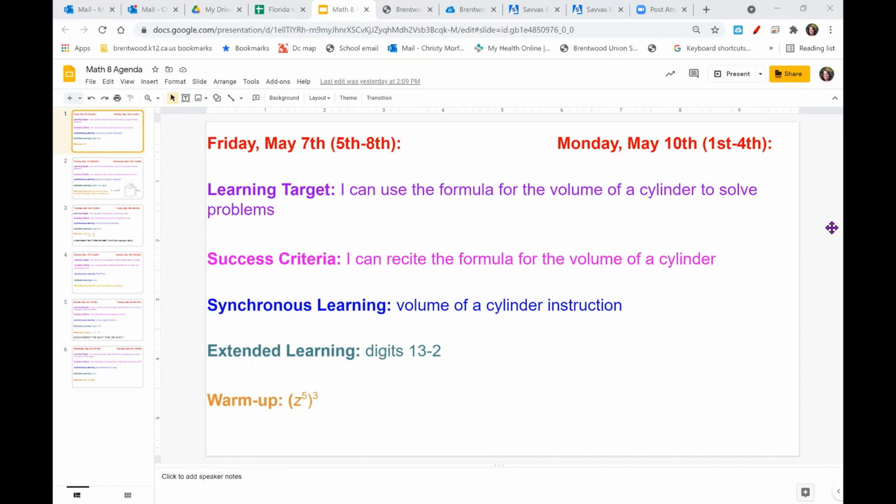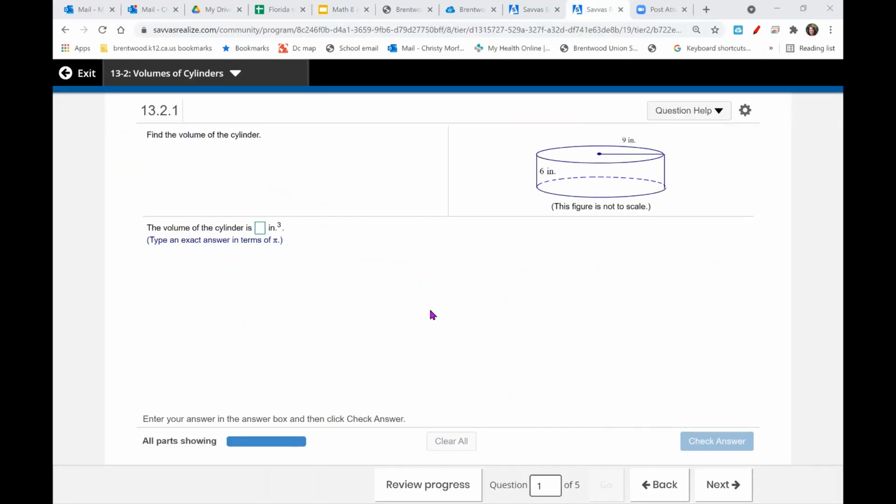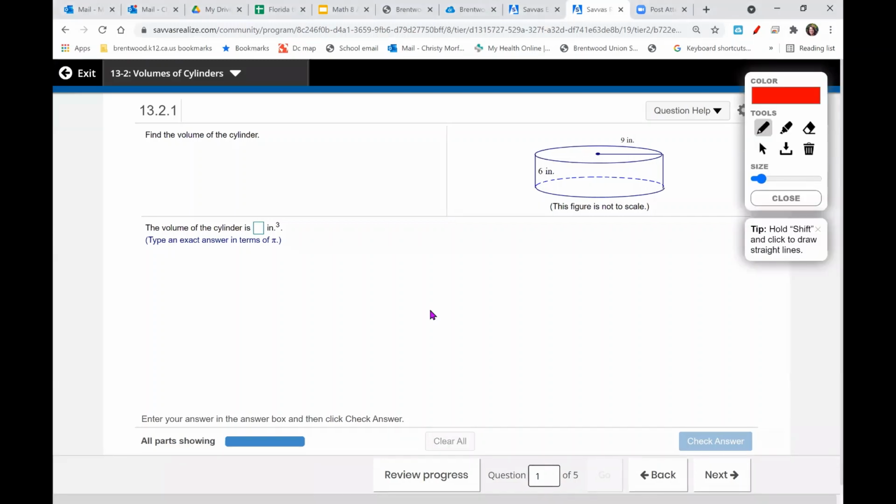We're going to spend 2 days on each one. So today we'll be doing the formula for the volume of a cylinder. Hopefully by the end of the class period, you will memorize and be able to recite the formula for the volume of a cylinder. I'm going to show you how to do some problems, and then you'll be doing 13-2 as your assignment. It's asking how much can go into this cylinder. So let me get my pen ready and show you what the formula is.